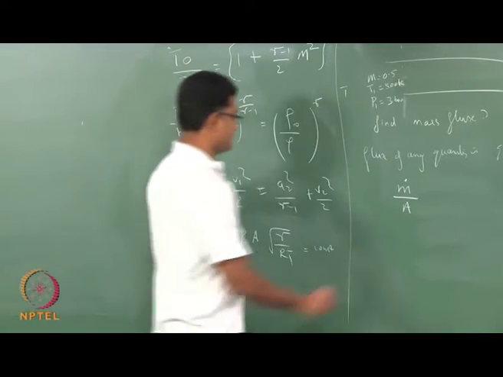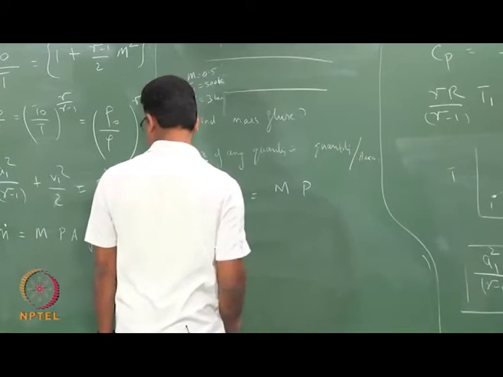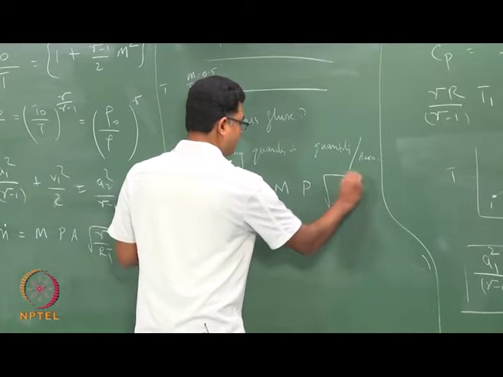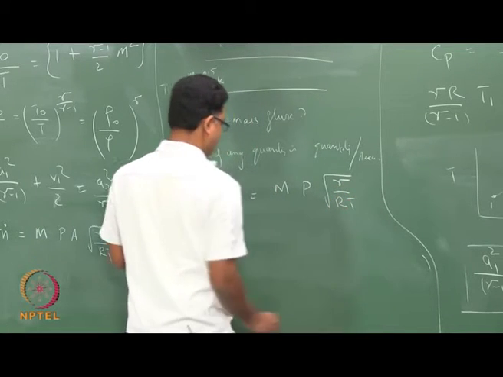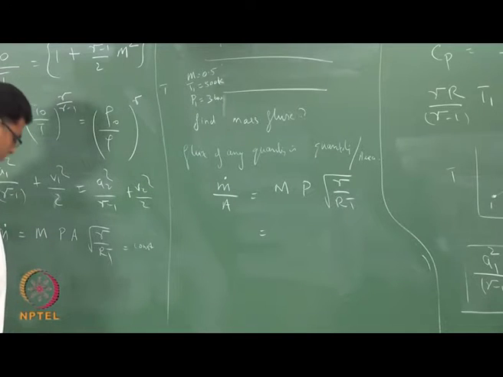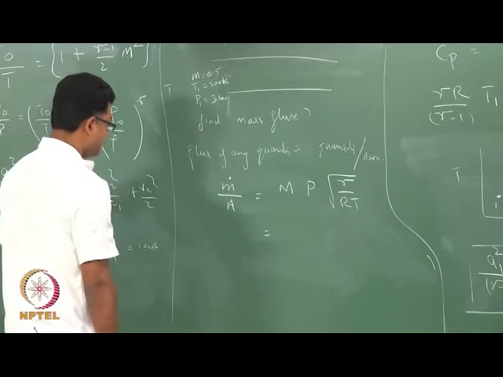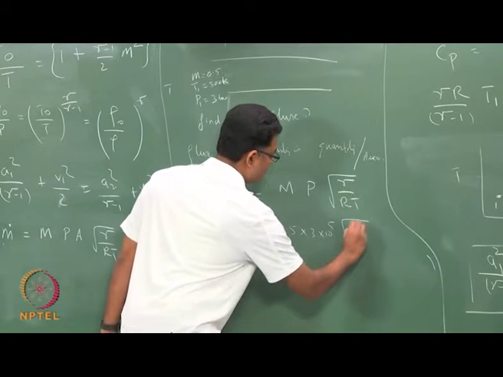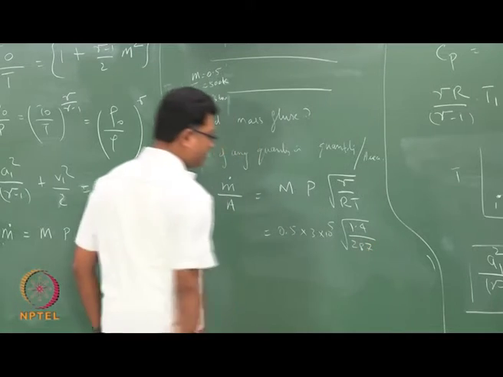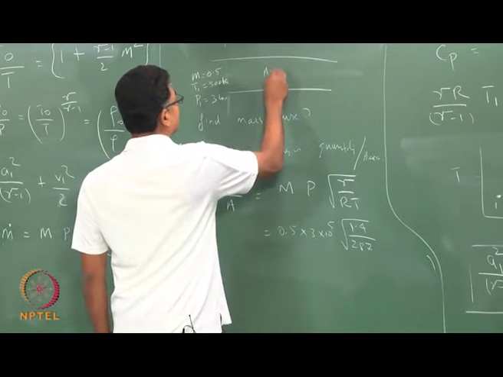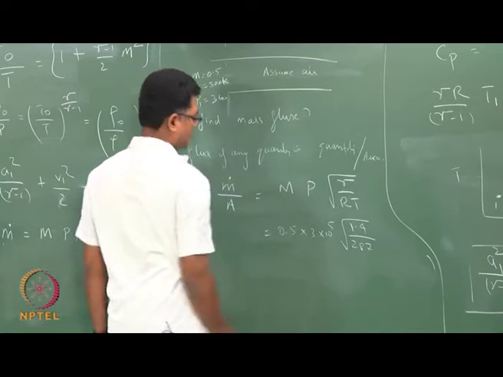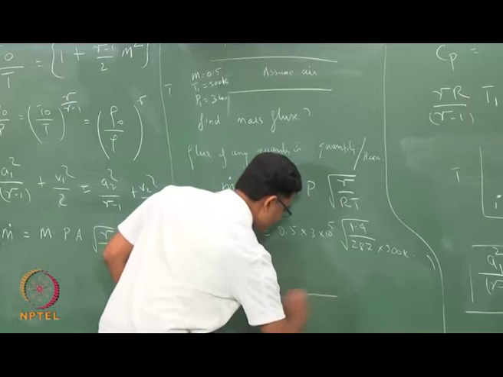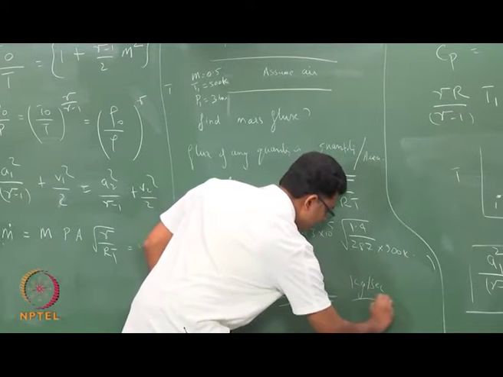So, it is a mere substitution. You know the Mach number, you know the pressure, A has gone that side. So, this would be root of gamma by R T. So, that is 0.5 into 3 into 10 power 5 root of 1.4 divided by 287, if I assume air, into 500 Kelvin. That would be your kg per second per meter square.